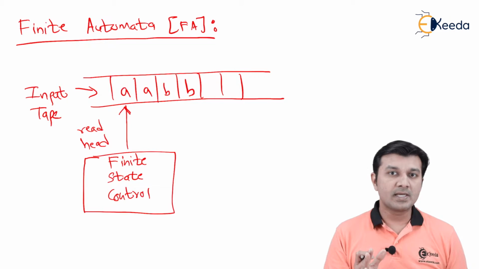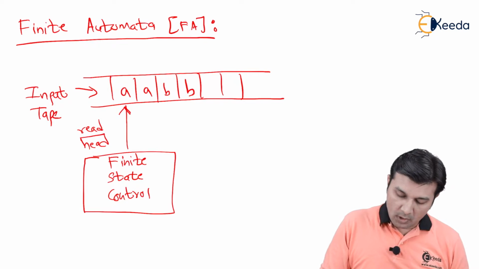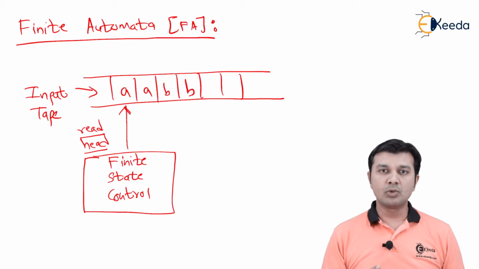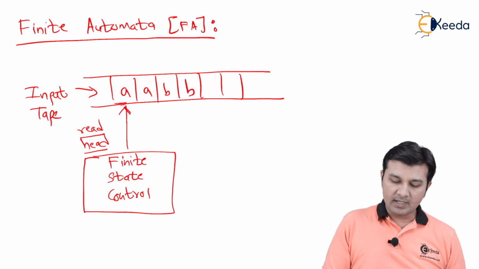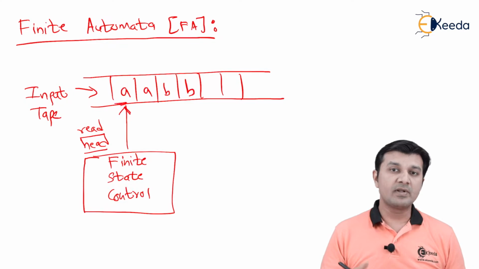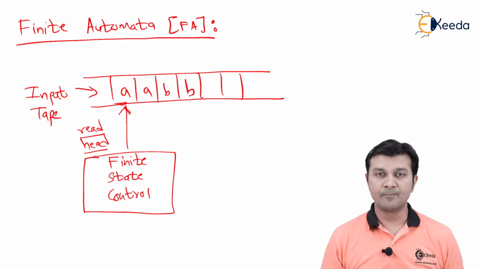Now when I say I'm going to read the input, I can also see there is something called as a read head over here. So what is the read head going to do? Every time it will be pointing to some character in the input tape, reading that character, and after reading that character, it will be deciding as to what action has to be done.